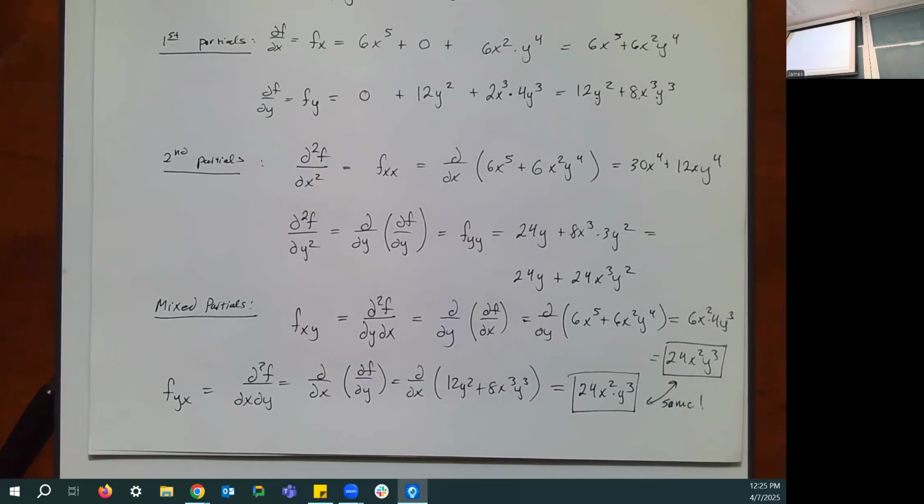Questions? Definitely not. No, they're typically going to be different because you're differentiating with respect to a different variable. The thing here is the mixed partial. If you do the derivative with respect to x, then y, or first y, then x, you should get the same result.